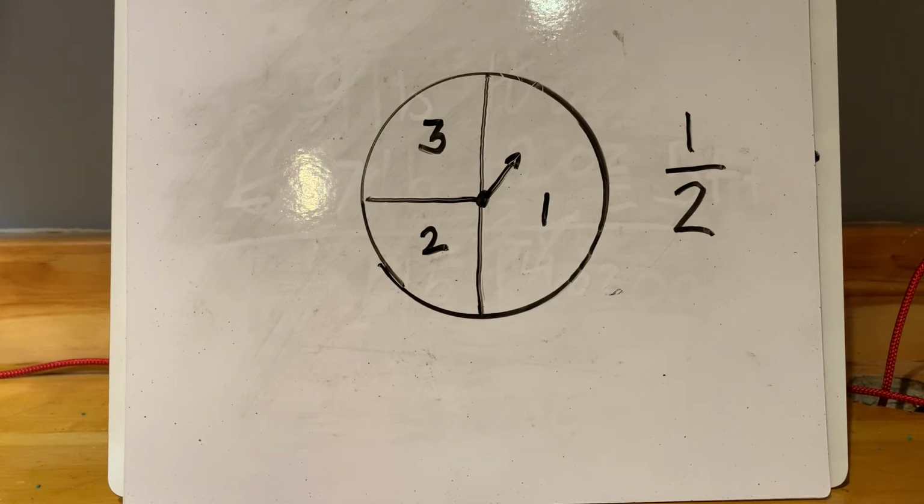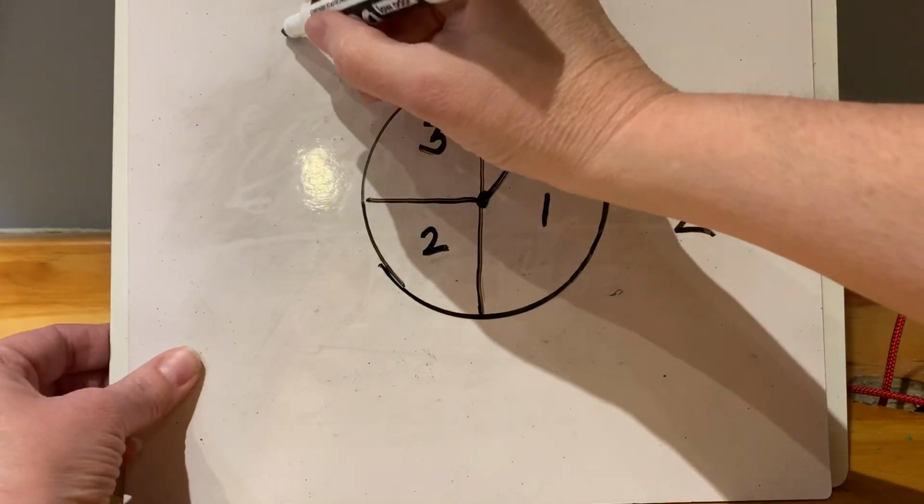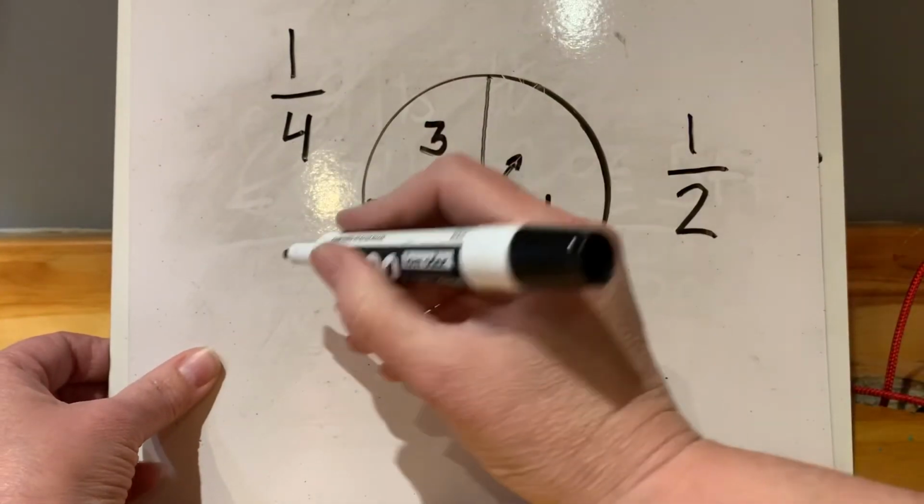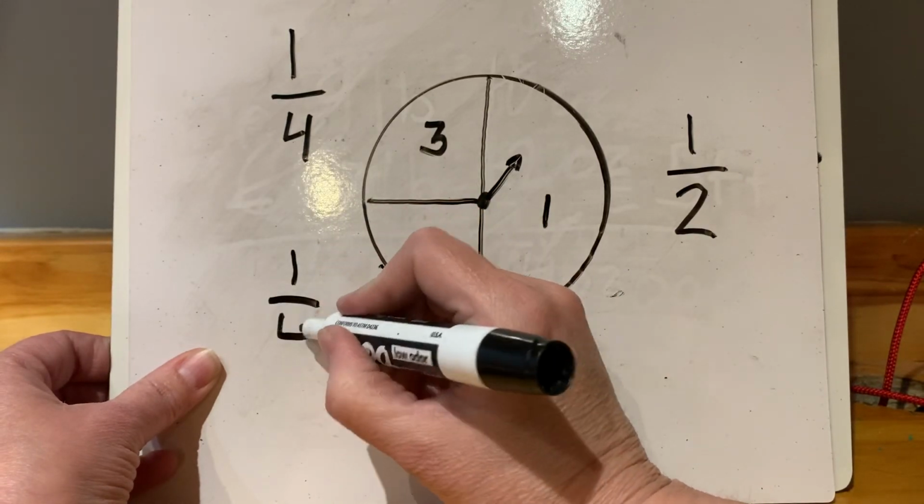2 and 3 occupy 1/4 of the area each. So the region 1 is 1/2, the region 2 is 1/4, and the region 3 is 1/4. So the probability of the spinner stopping on 2 is 1/4, and the same with the probability of stopping on 3.